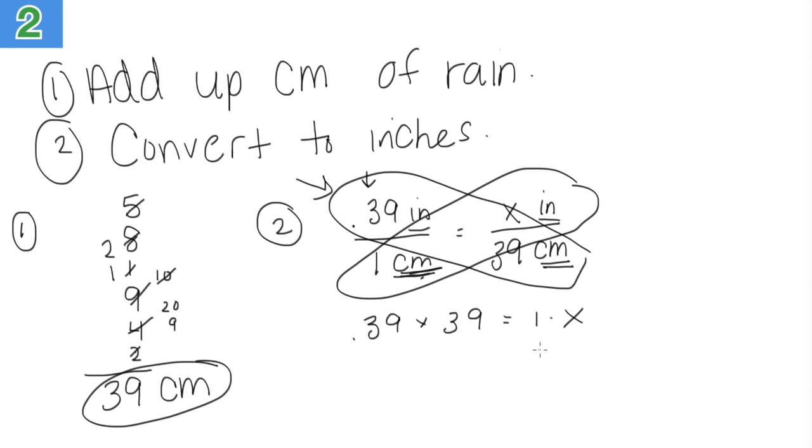Now, 1 times x just equals x, so that side is done. To solve this part, you are just going to have to multiply. So it's 0.39 times 39. When you're multiplying with a decimal, you just multiply and then you deal with the decimal at the very end. So you're just going to multiply this like normal. I'm just going to do it out. So just do it out yourself and then check it when you are all done.